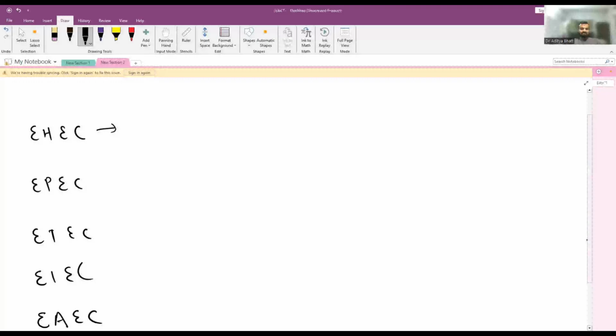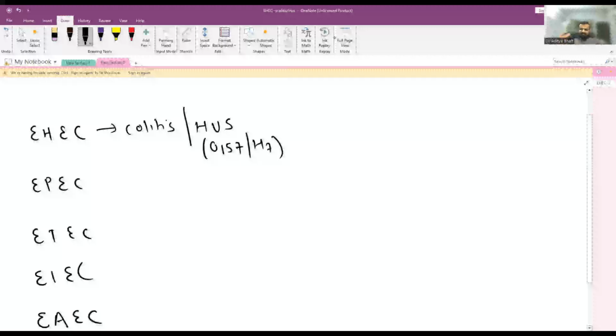Like enterohemorrhagic E. coli, it leads to hemorrhagic colitis. There is colitis, hemorrhagic colitis, and HUS, hemolytic uremic syndrome. HUS is specifically caused by the O157:H7 variant, and this is actually the sorbitol non-fermenting variant of E. coli.